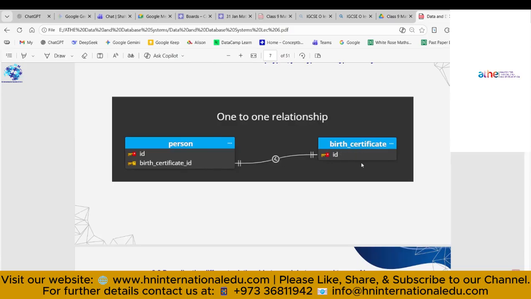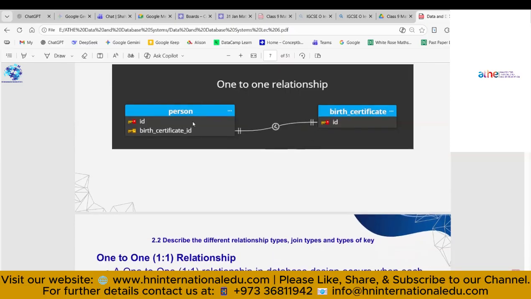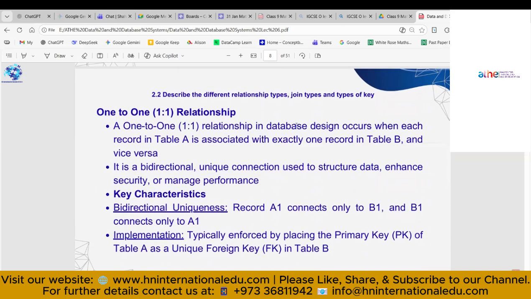That means that your CNIC number is only linked to you, and no other person can have the same CNIC as you. They can have the same name as you, but they cannot have the same ID, same CNIC. So a one-to-one relationship in database design occurs when each record in table A, or table number one, is associated with exactly one record in table B, and vice versa.